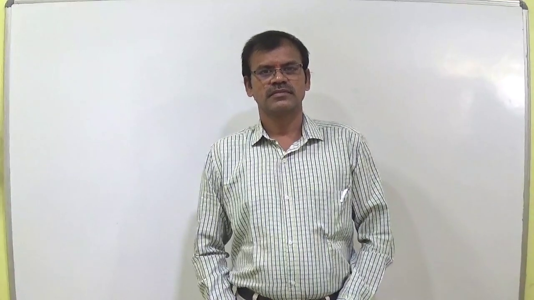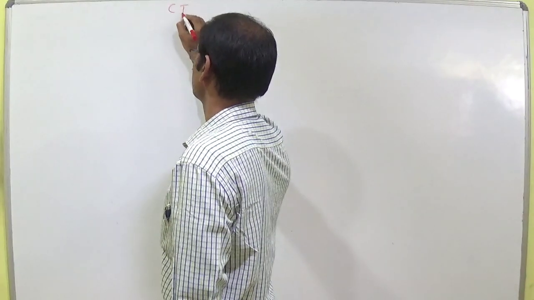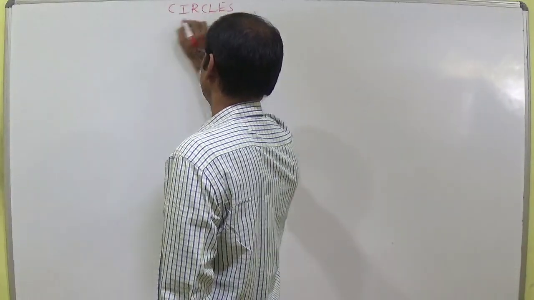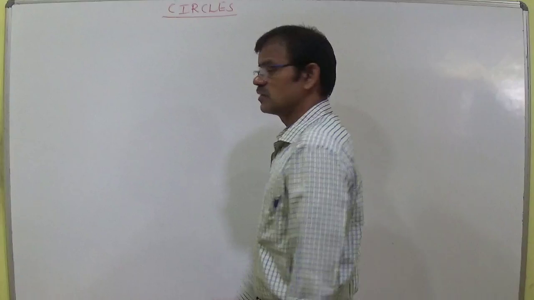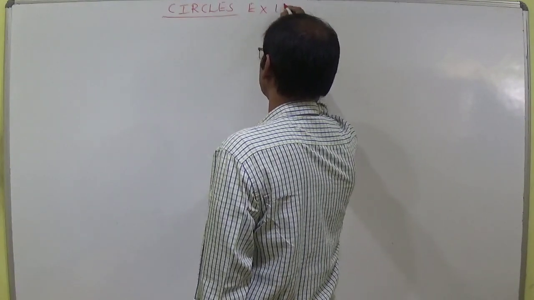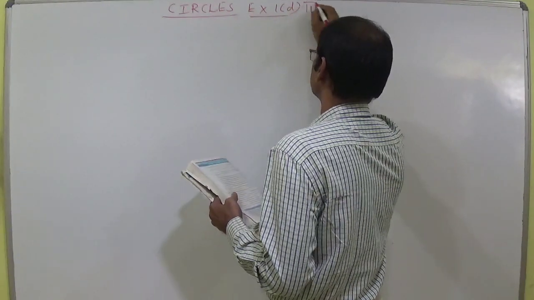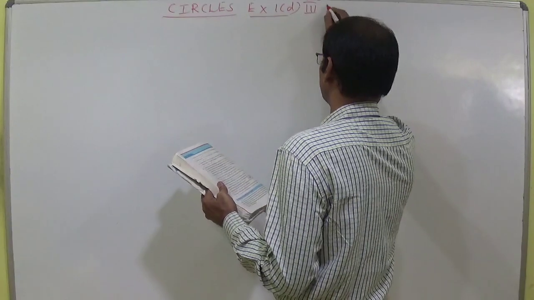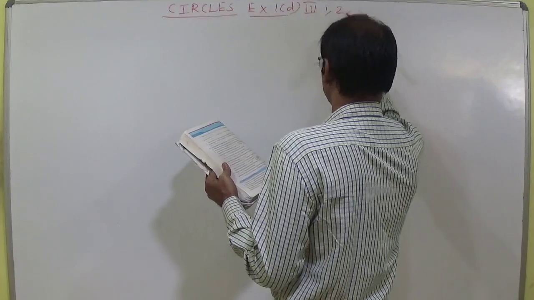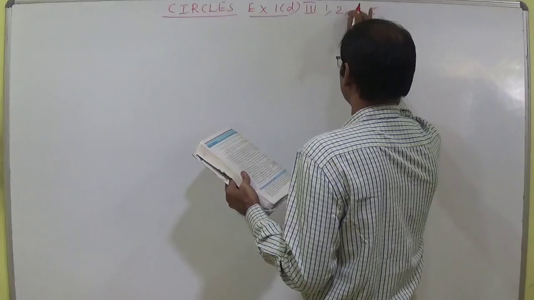Students, now we are in the topic of circles, which is a lengthy topic. In the previous class, we discussed Exercise 1D, Roman number 1 sums, which we have completed. Now let us discuss Exercise 1D, Roman number 3 sums. I put a schedule in the previous class also: 1, 2, 3, 5, and the fourth one you do.